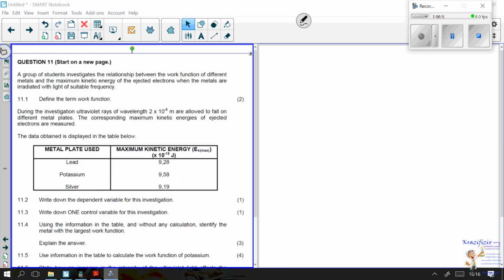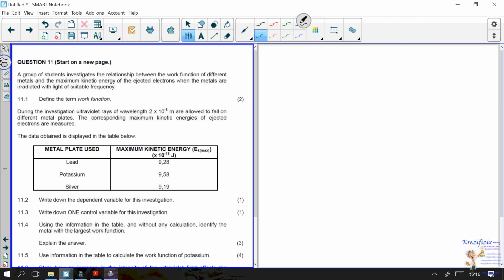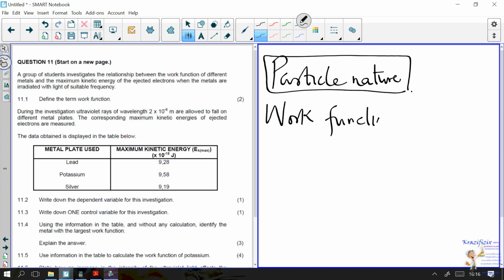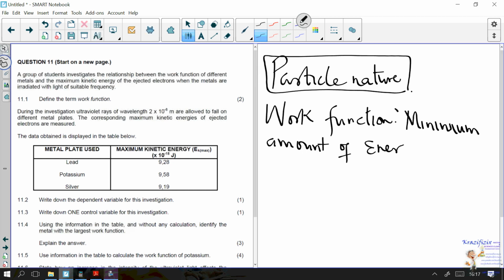Number 11, the last question in this paper. A group of students investigate the relationship between the work function of different metals and the maximum kinetic energy of the ejected electrons. Now, this is talking about the photoelectric effect. Quick things you must define, but please know that this photoelectric effect actually explains the particle nature of a wave. Particle nature. Alright, this is very important. Define the term work function. I'm sure everyone listening to me right now can define it. It is the minimum amount of energy required to eject.